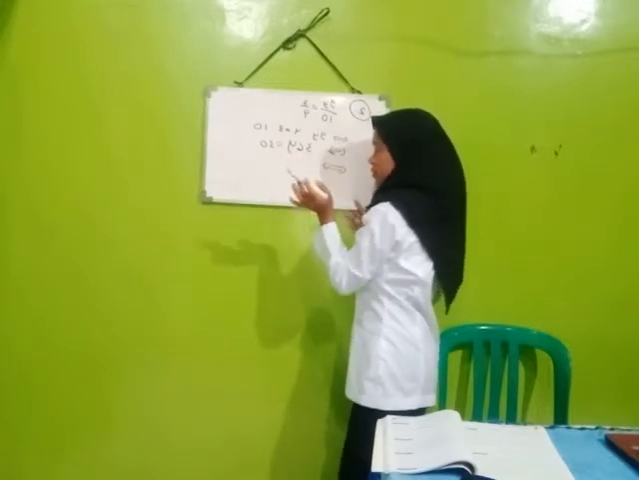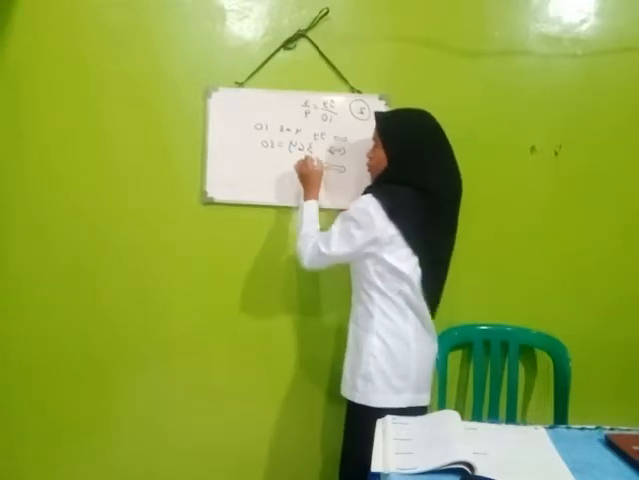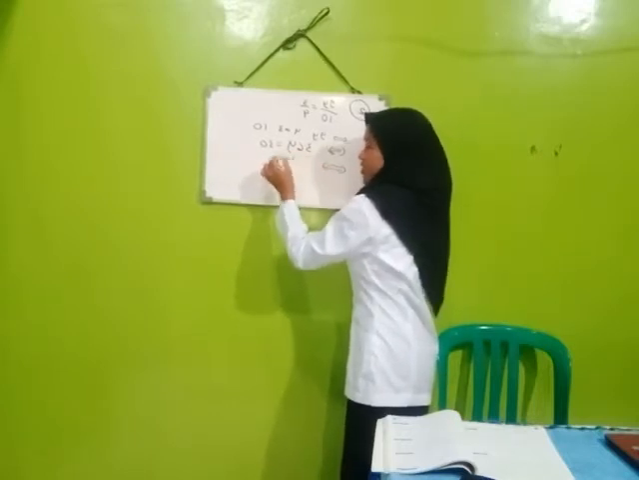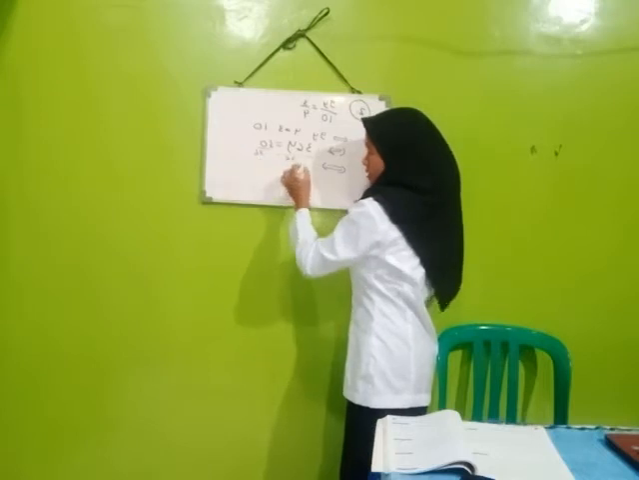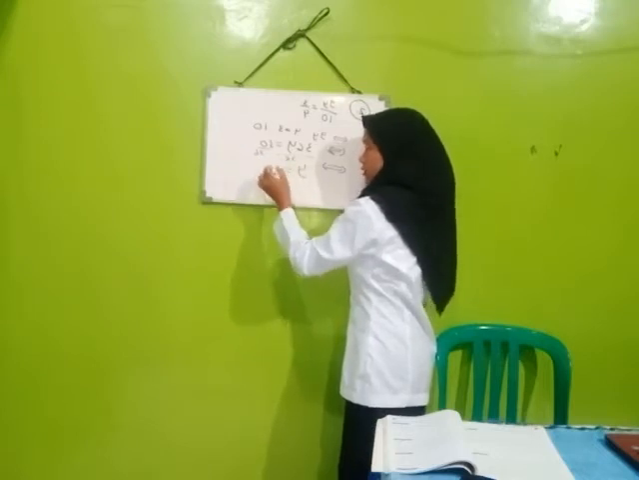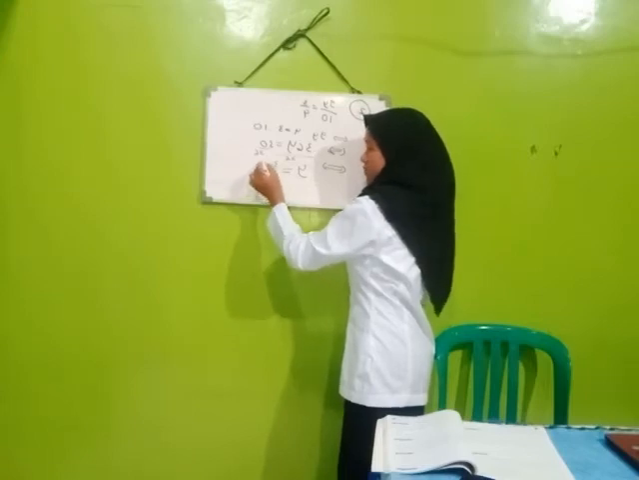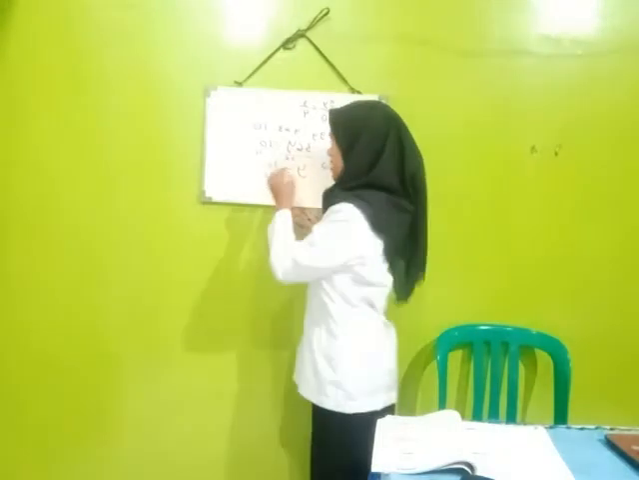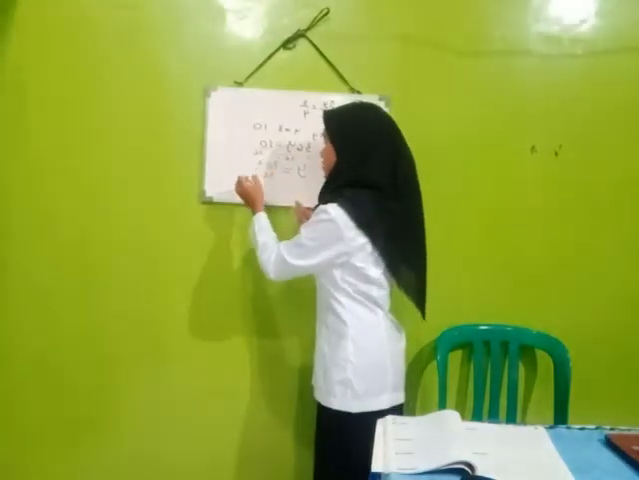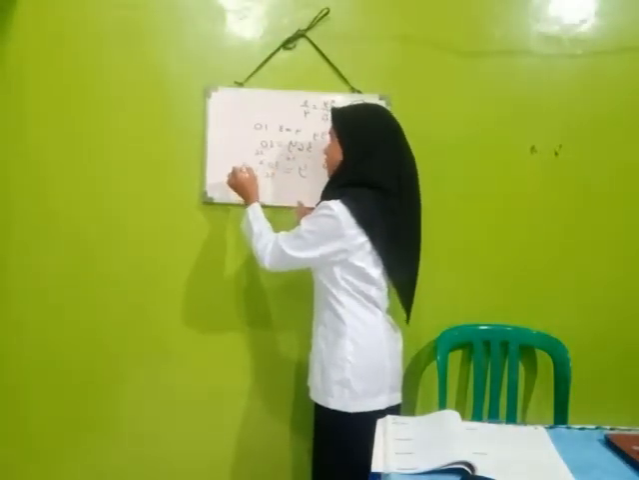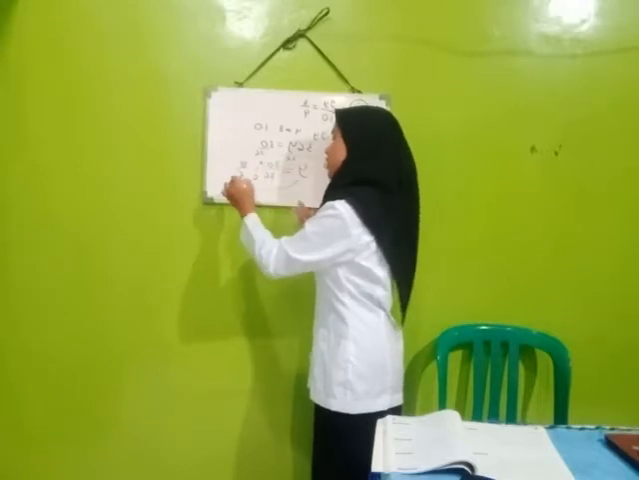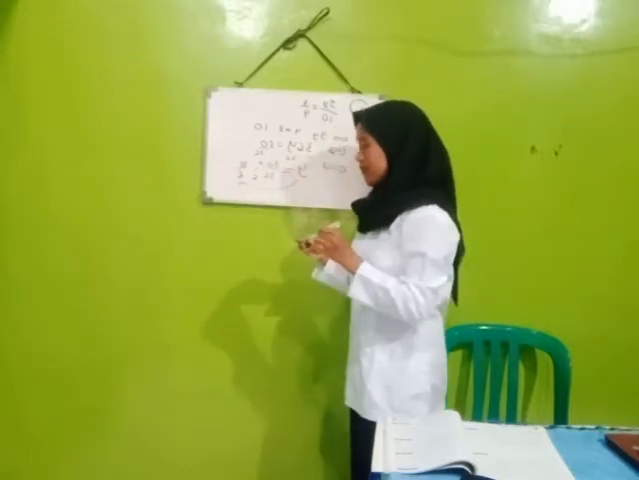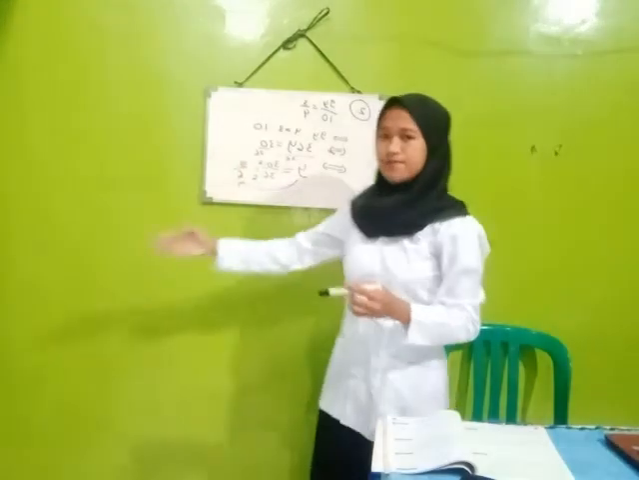What do we do for this? We divide by 36. Then we get y equal to 30 over 36. We simplify this by dividing with 6. Then we get 5 over 6. We get y equal to 5 over 6.